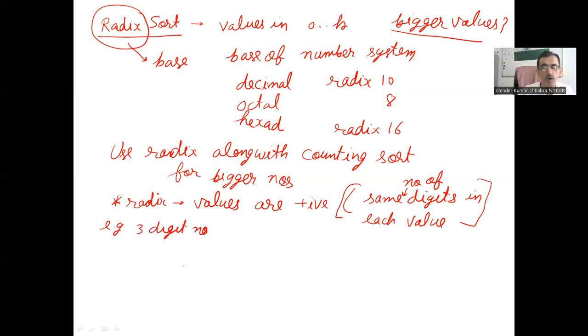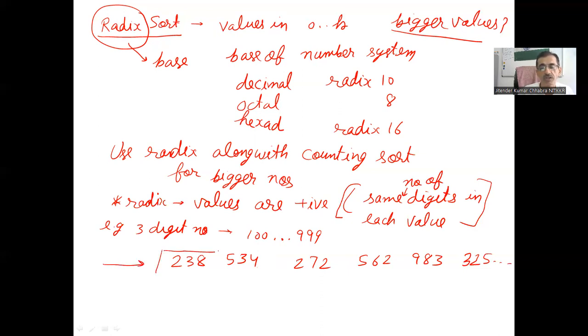So, for example, if I say 3-digit numbers, that will mean all values are something like 100 onwards up to 999. 238, 534, 272, 562, 983, 325, etc.